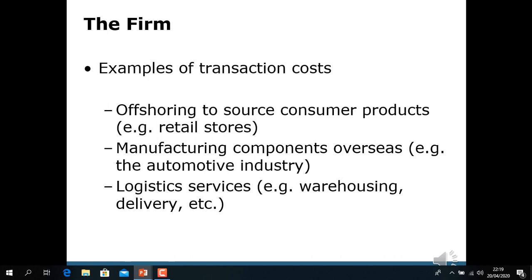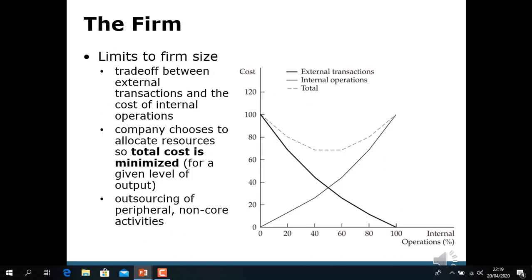These are some examples of transaction costs incurred by contracting with an external party. For example, offshoring to source consumer products in retail stores, manufacturing components overseas, for example, in the automotive industry, and logistic services, for example, in warehousing, delivery, and so on.